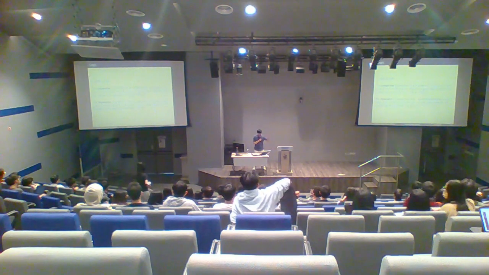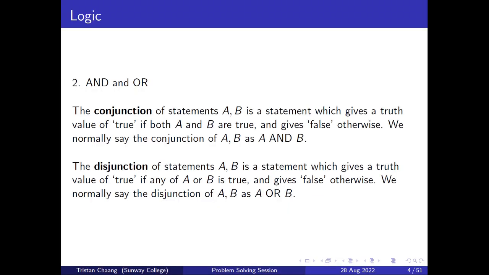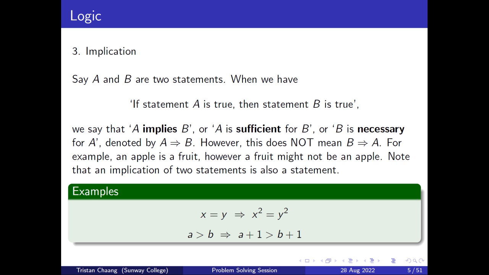Okay, and then these two are quite simple: the AND operation and the OR operation. If we say A and B, it's true if and only if both are true. And if I say A or B, it means either A is true, or B is true, or both. So I allow the possibility that both are true.